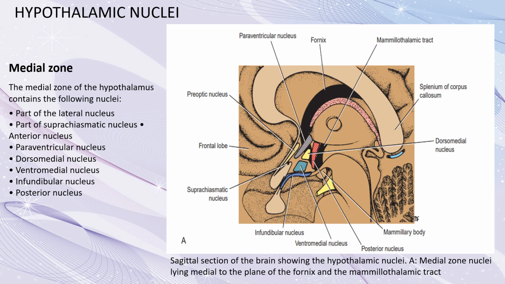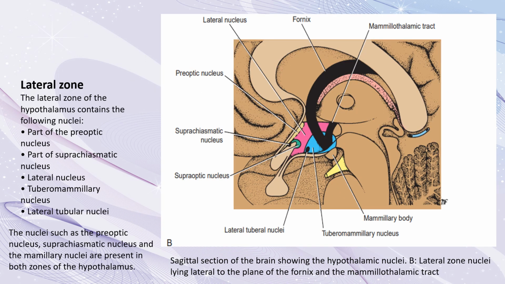The picture on the slide represents the sagittal section of the brain, showing the hypothalamic nuclei. And the medial zone of the hypothalamus contains the following nuclei: part of the lateral nucleus, part of suprachiasmatic nucleus, anterior nucleus, paraventricular nucleus, dorsomedial nucleus, ventromedial nucleus, infundibular nucleus, and posterior nucleus.